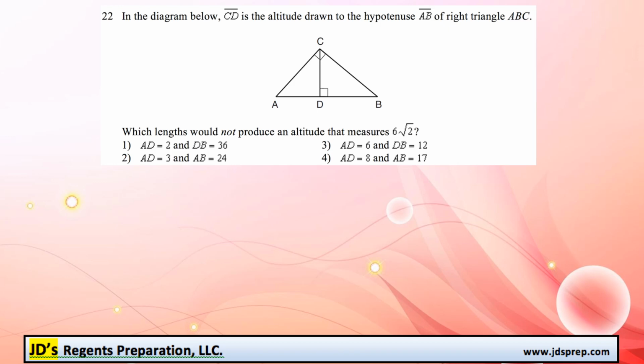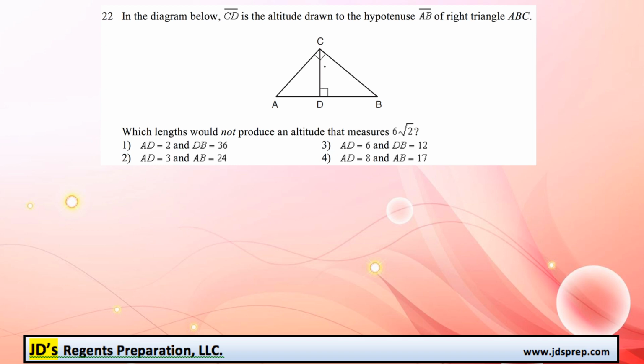This is problem number 22 from the January 2016 Geometry Regents exam. So in this diagram, we're told that the line CD is the altitude drawn to the hypotenuse of this right triangle. So because of this, we can use the altitude and hypotenuse theorem.